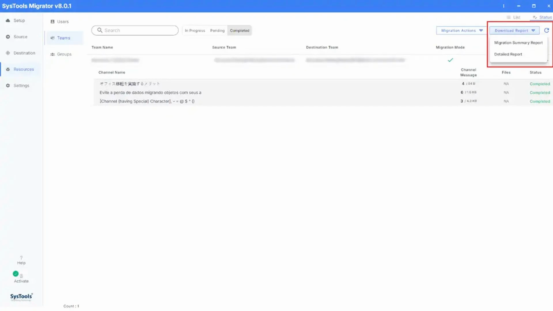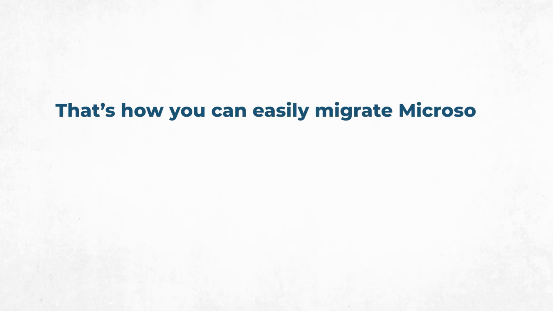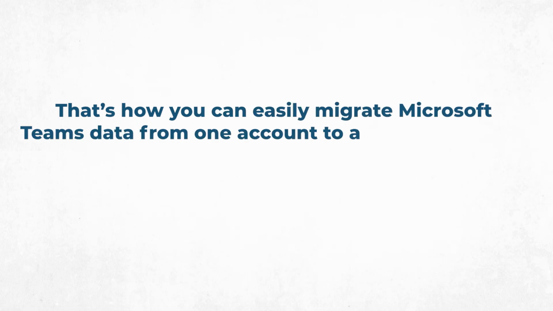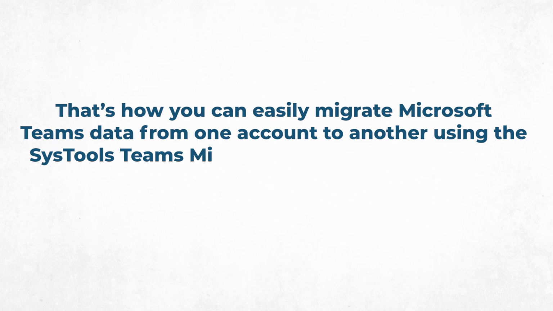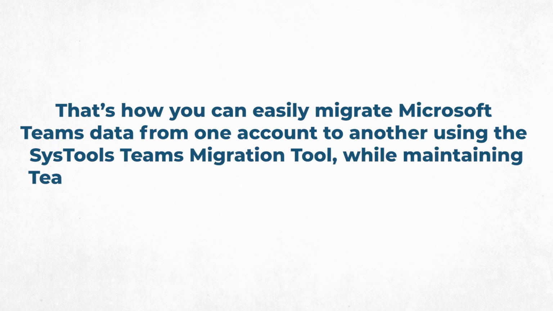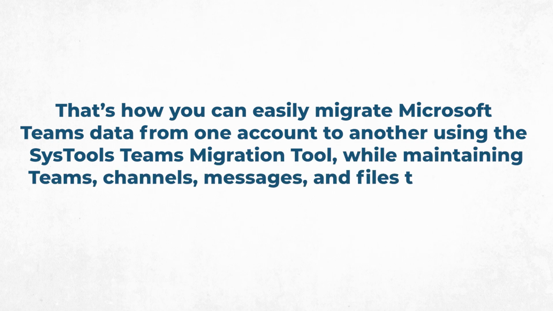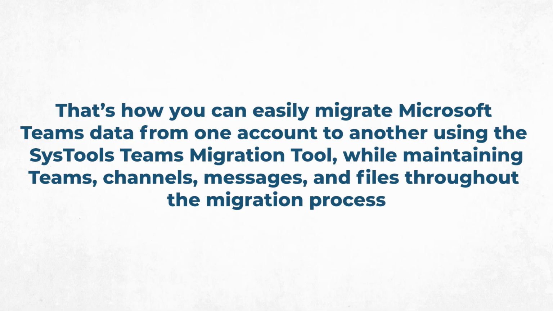Next, click the Download Report button. You will see two options: Migration Summary Report and Detailed Report. The Migration Summary Report provides an overview of the team's migration results, while the Detailed Report provides comprehensive information about the migration process. That's how you can easily migrate Microsoft Teams data from one account to another using the SysTools Teams Migration tool, while maintaining teams, channels, messages, and files throughout the migration process.